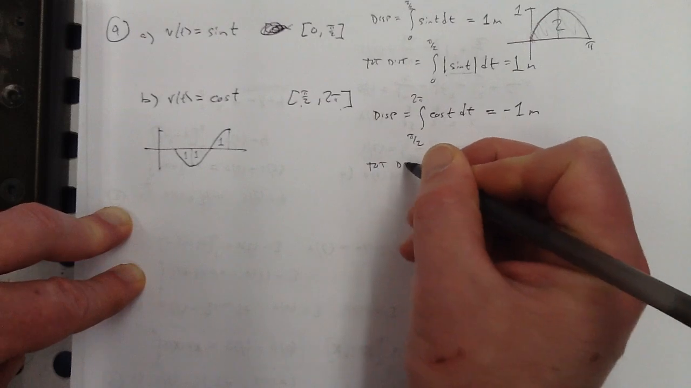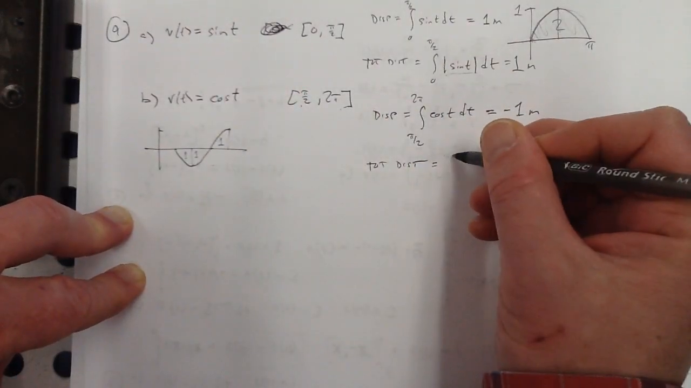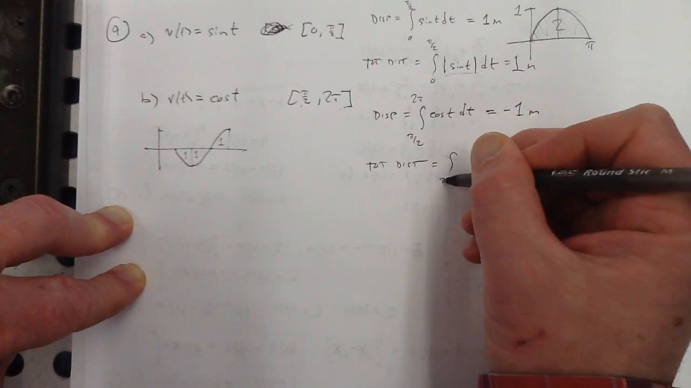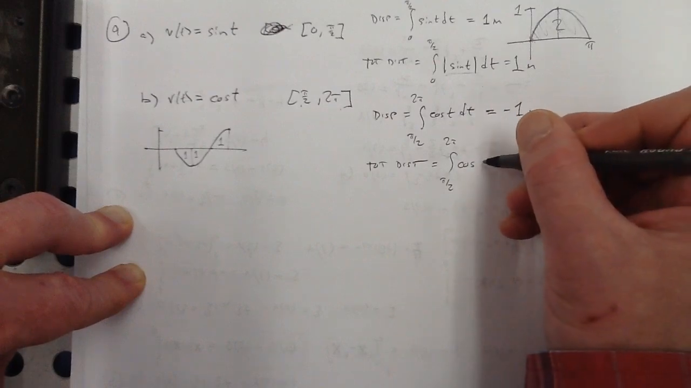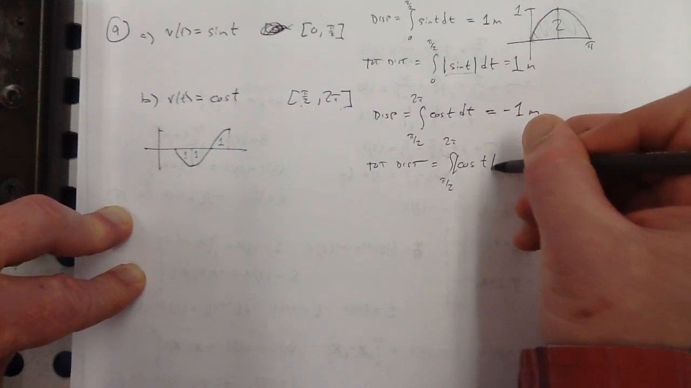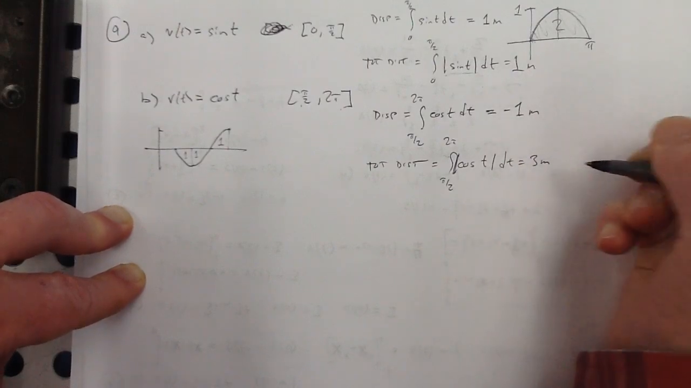And the total distance, that's all the positive area, so that's going to be, just write this out, absolute value, that's going to be 3 meters.